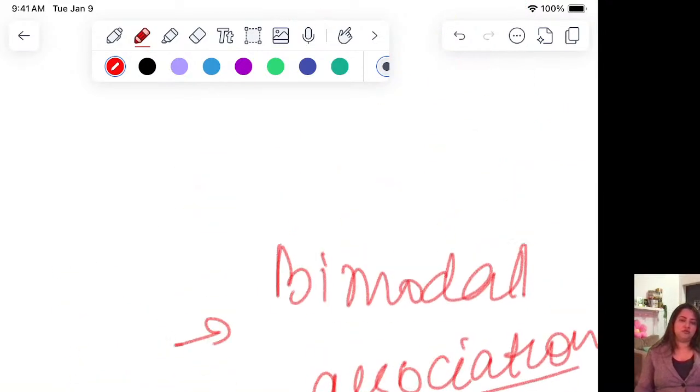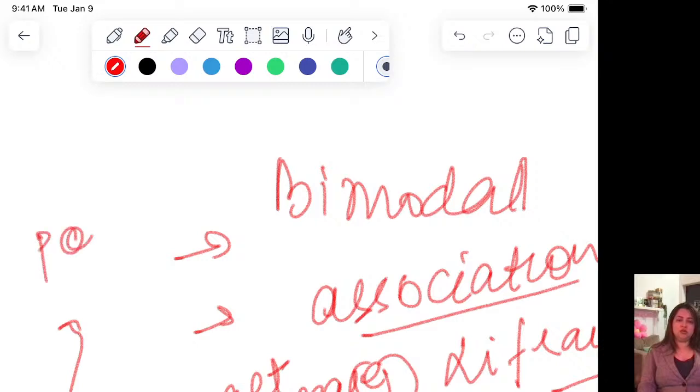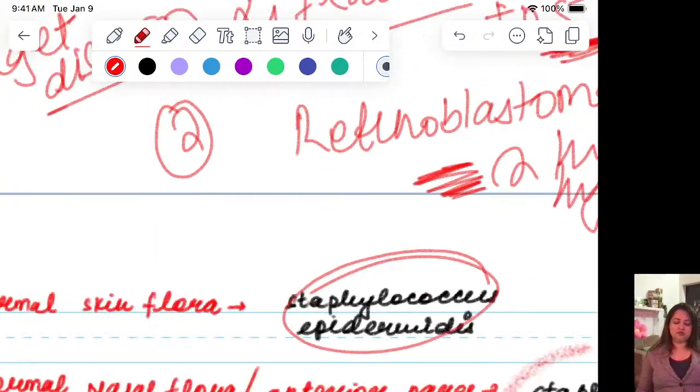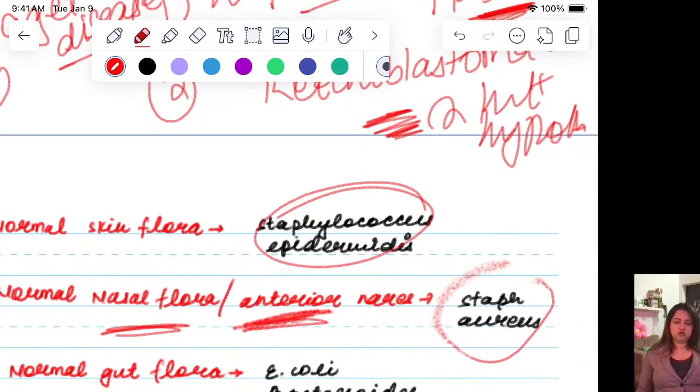The fourth association of osteosarcoma could be post-radiotherapy, or bone infarction. So the main associations are retinoblastoma, Paget's, and so on. Remember this. Moving on. What's the normal gut flora?